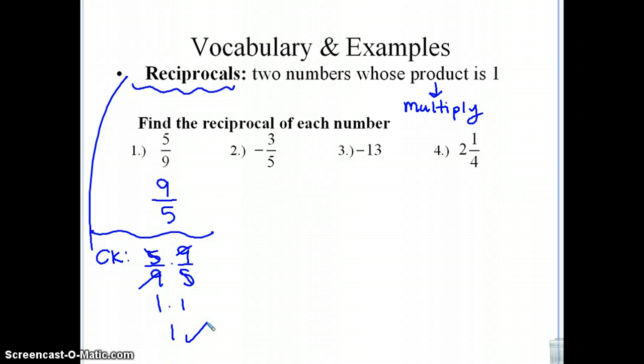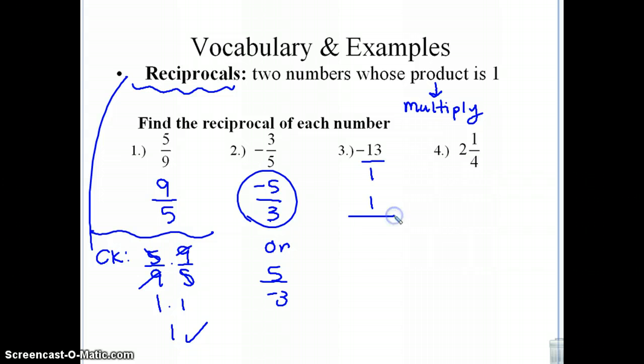That checks. Number 2, our reciprocal here would be -5/3 or 5 over -3. I prefer the top one with the negative in the numerator. Number 3, -13, I'm going to rewrite as a fraction. I'm going to place it over 1. It's easier to find the reciprocal then. So I have -1 over 13 or 1 over -13. Again, my preferred one is -1 over 13.